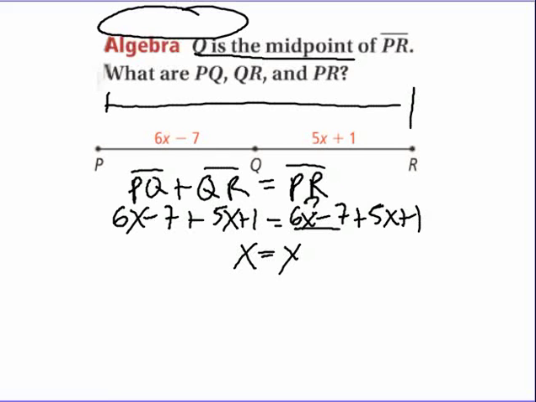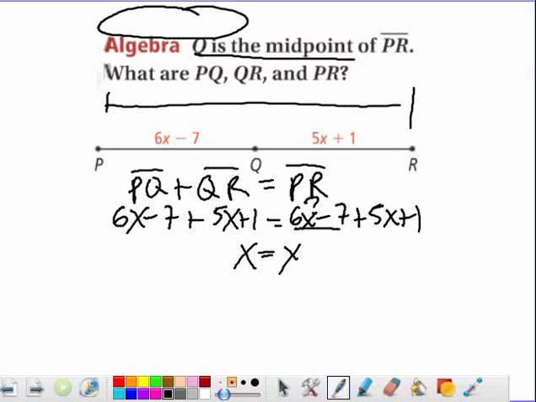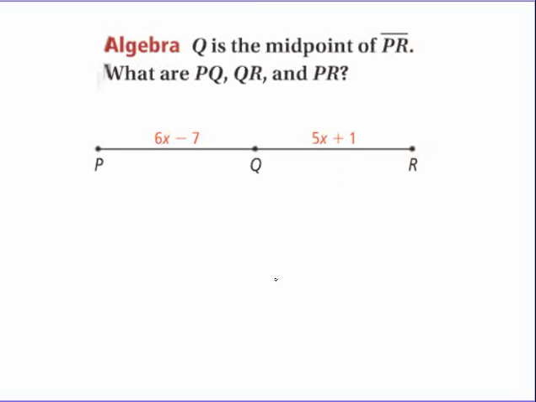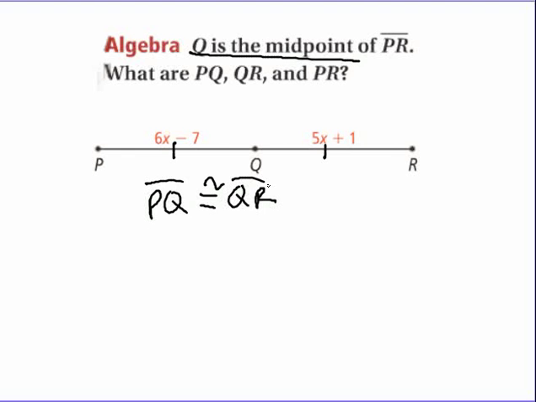So instead, I'm going to use the fact that Q is the midpoint. I'm going to start over here. I'm going to use that piece of information. Okay? If Q is the midpoint, that means that PQ and QR are the same length. That's why I'm putting those hash marks there. So again, PQ is congruent to QR, and I know that based on the definition of a midpoint. So 6x minus 7 equals 5x plus 1, and then I can go ahead and solve for x from here.